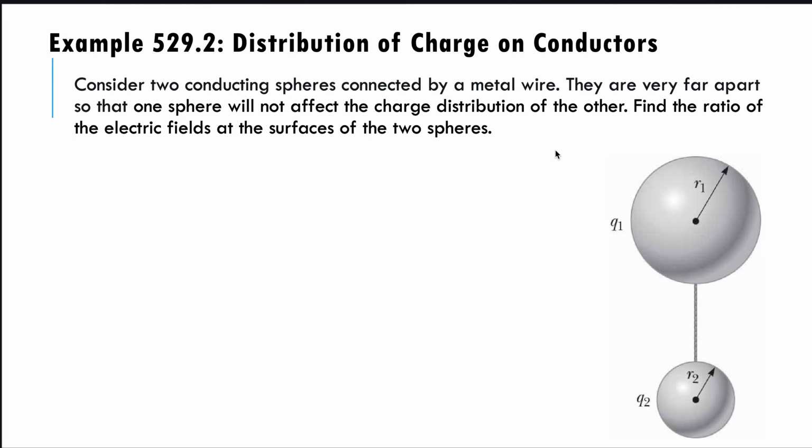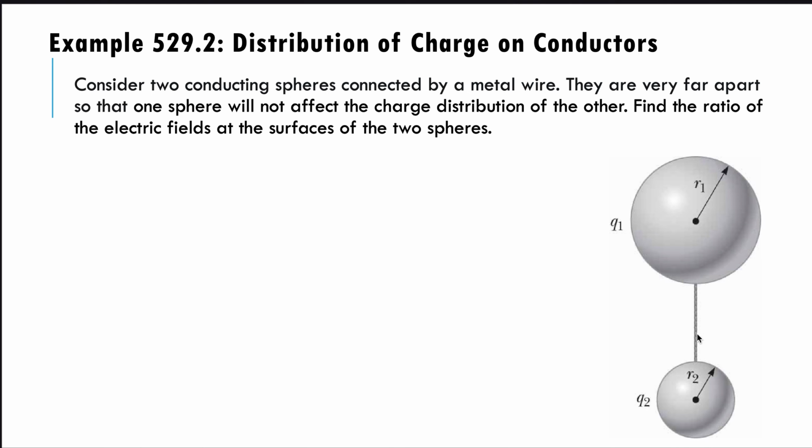The way that we can show this property is by considering this kind of situation where we have two conducting spheres connected by a metal wire. That means we can treat these two metal spheres as just one big conductor, because they're all connected. And they're very far apart so that one sphere will not affect the charge distribution of the other. Find the ratio of the electric fields at the surfaces of the two spheres.